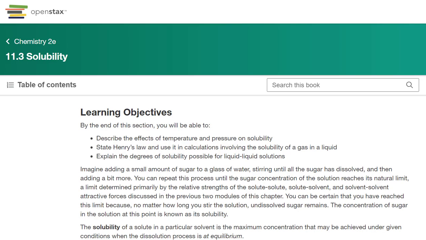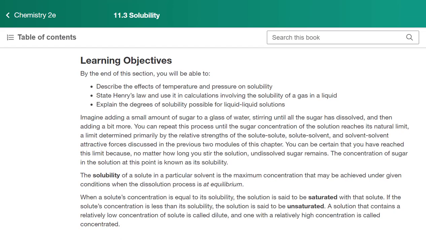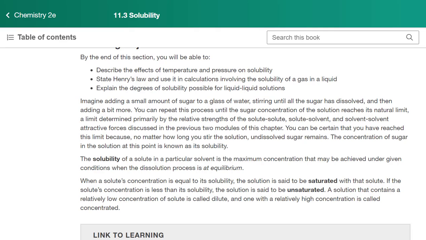We're not going to be doing the calculations here, but you want to be able to understand qualitatively the applications of that law. So a little bit of a modification to the learning objective in your book. And then explain the degrees of solubility possible for liquid-liquid solutions. So we've talked a little bit about solubility before, but I want to start out by discussing some definitions here.